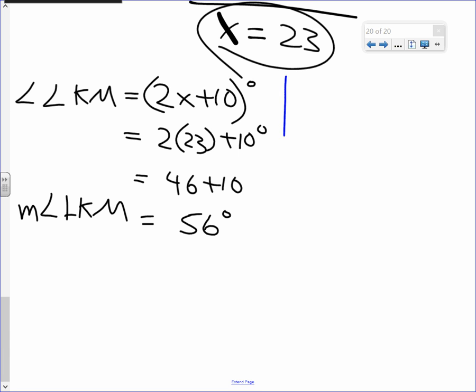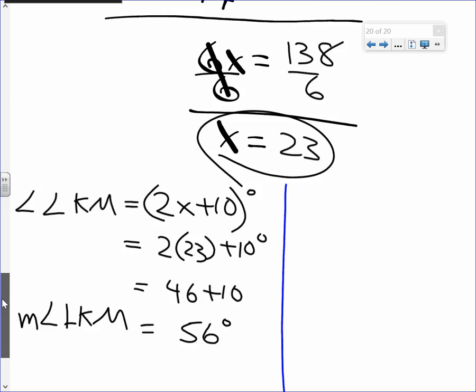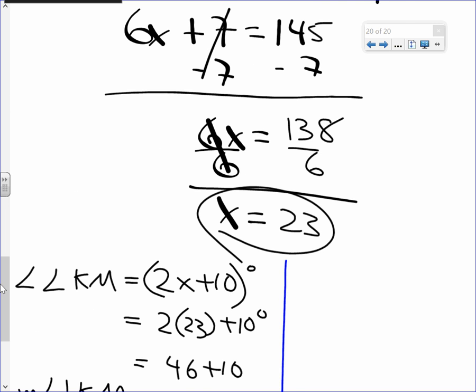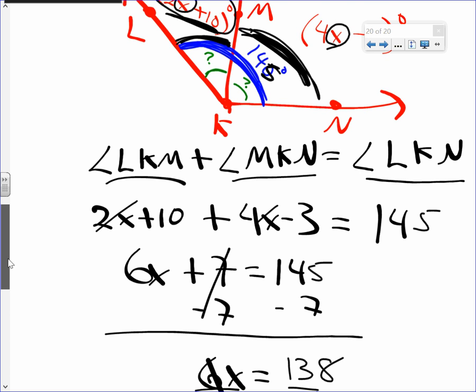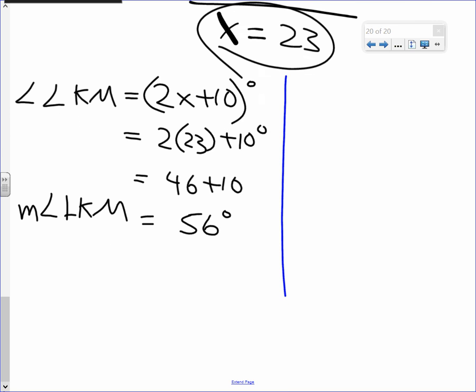I'll put the other one in Dodger blue because they're going to win the World Series. Let's see. MKN. So let's do MKN in blue. So angle MKN equals, was it 4x minus 3? That's the last one. Yes.